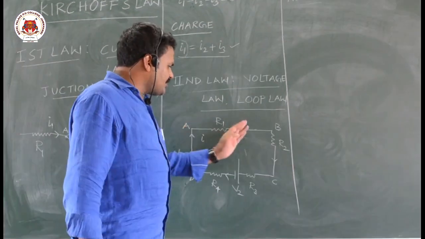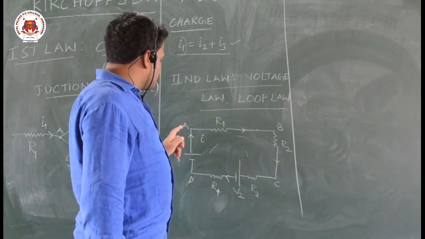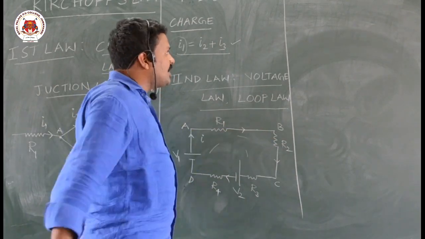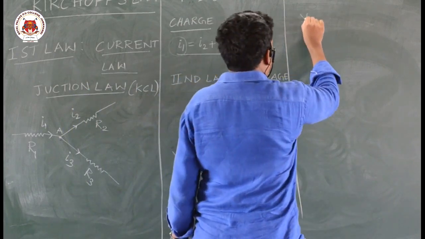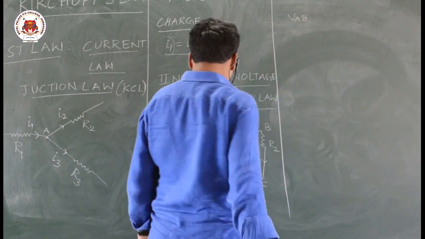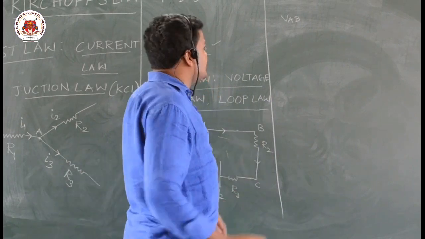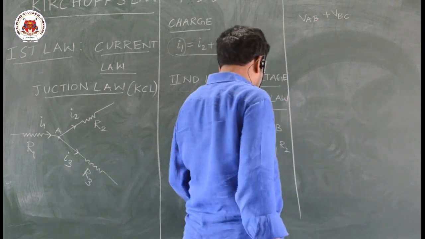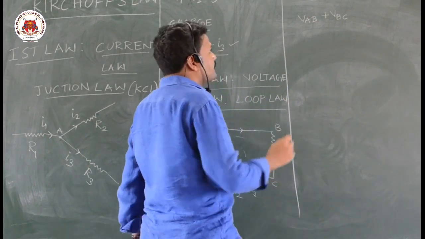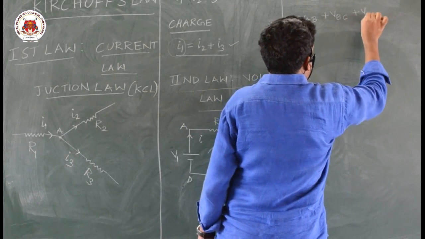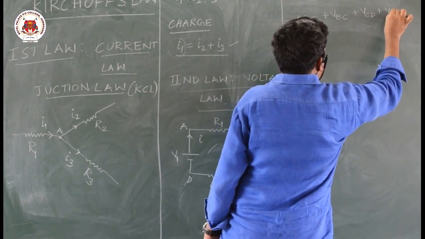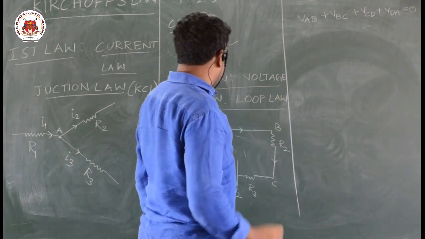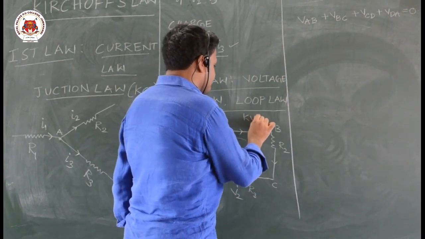Now when I select a path ABCDA, first you start moving from A to B. There will be potential difference across A and B, that you take as potential difference between A and B. And there will be potential difference across B and C, and across C and D, plus potential difference across D and A, must be equal to 0 according to Kirchhoff's voltage law, which is also abbreviated as KVL.